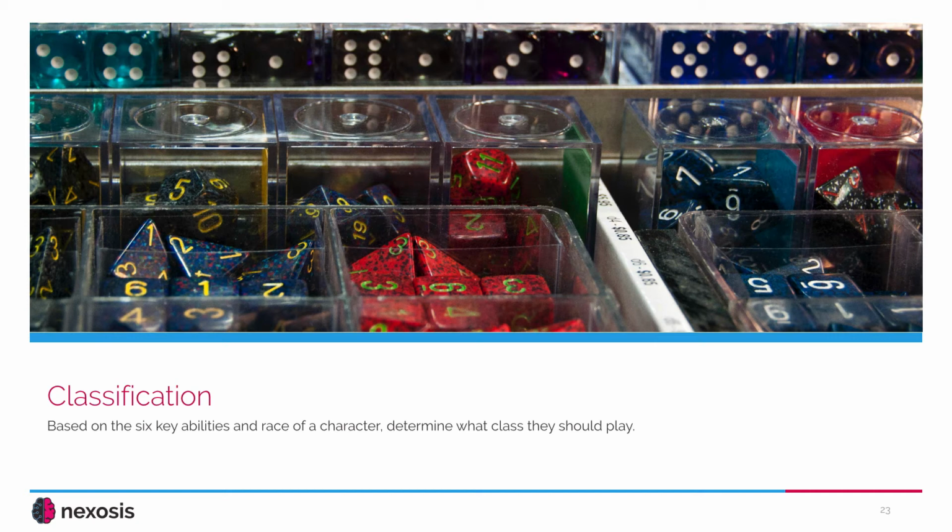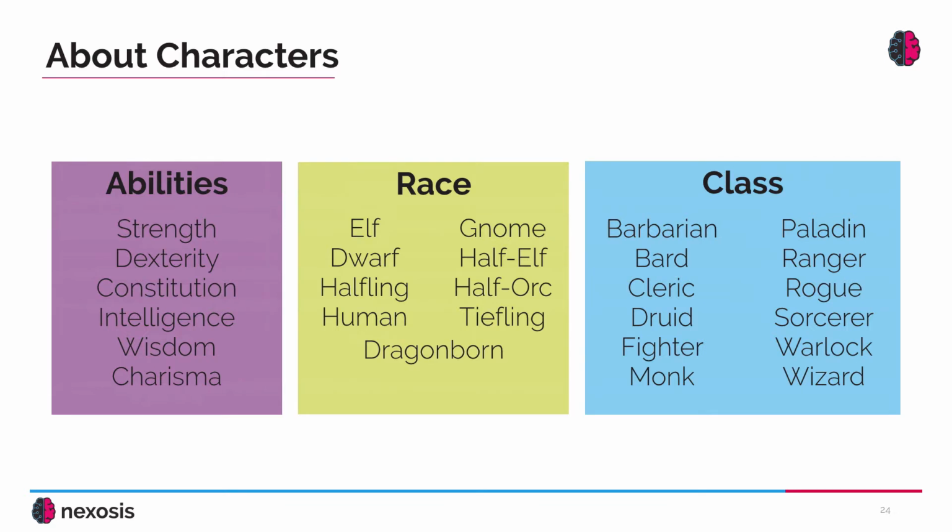And what we're going to show here is what I call literal classification. We're going to predict, based on your 6 key attributes, strength, dex, con, intelligence, wisdom, and charisma, and the race you want to play, what would be the best class to choose? So we're literally classifying your abilities.